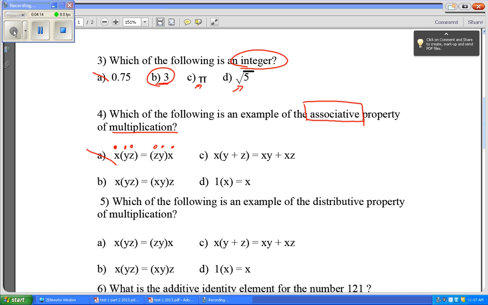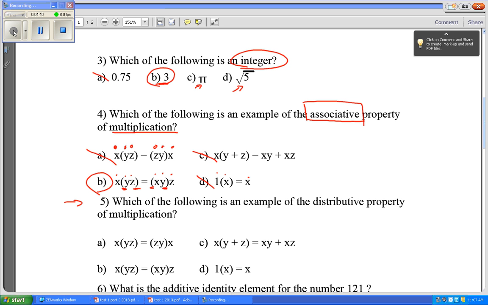We commuted them. Changed the order. Here, X, Y, Z, X, Y, X, Z. Nope, order changed. X, Y, Z, X, Y, Z. Okay, the order stays the same. 1X and just X. No, the order didn't stay the same. This one is the associative property because the parentheses moved and we still get the same answer.